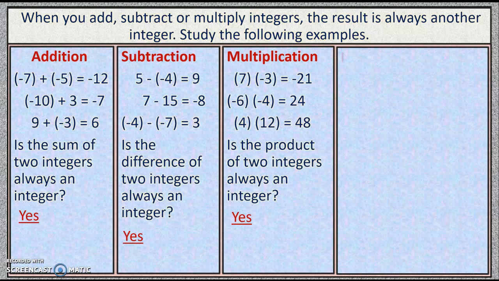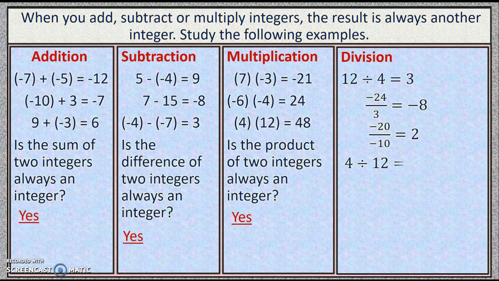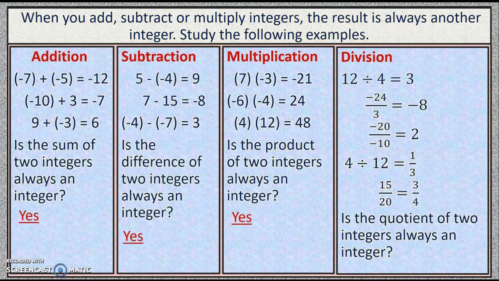How about for division? 12 divided by 4 is 3. Negative 24 over 3 is negative 8. Negative 20 divided by negative 10 is 2. 4 divided by 12 is 1/3. 15 over 20 is 3/4. Is the quotient of two integers always an integer?